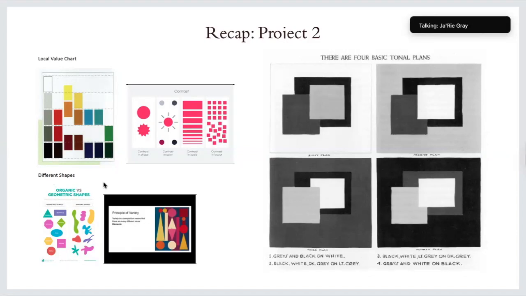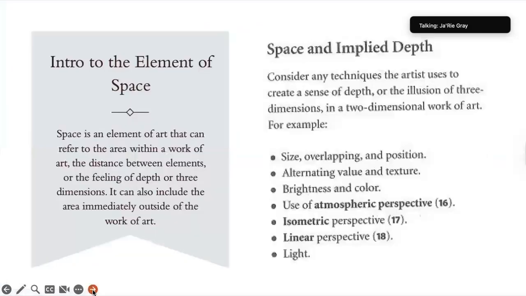I also introduced you guys to the different types of shapes: organic shapes, geometric shapes. You can have implied shapes. And then I also introduced you guys to contrast and also variety. So these were our principles of design for last week. And then I also introduced you guys to the 4 tonal plans that you can use within your compositions. And we got to see the artwork that was produced from that actual project.